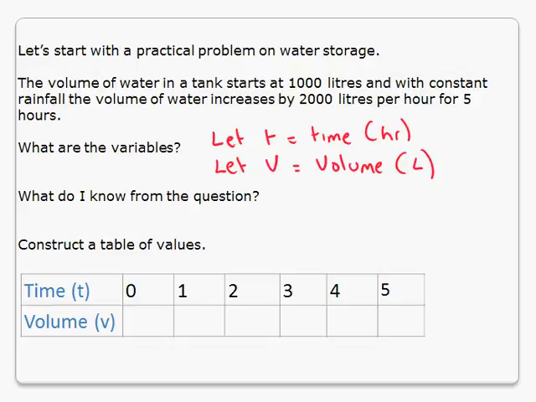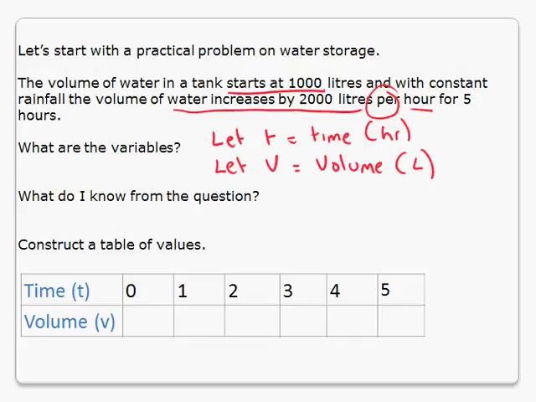Alright, so let's look more closely at the question. I know that it starts at 1,000 litres. That's my constant term. That's because it starts at 1,000, that is not going to change. I also know that the water increases by 2,000 litres per hour. That's giving me a clue to which variable is the one that is going to be the gradient. Right, 2,000 litres per hour. As the hour changes, the number of litres change.